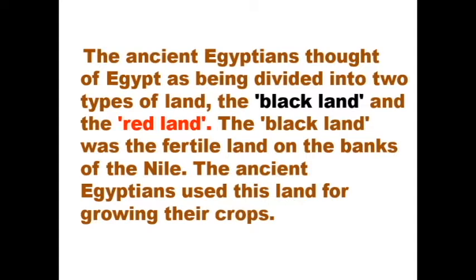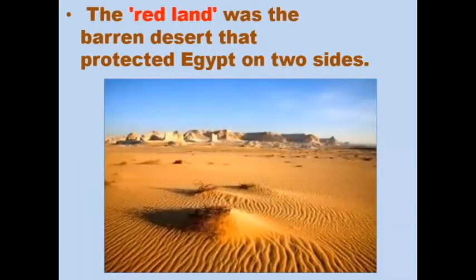And the second area, which was the desert area, that was known as the red land. So Egypt was divided into these two colors also. The red land was the barren desert that protected Egypt on two sides. So itna bada bada desert tha ki us taraf se dushman ke aane ka koi khatra hi nahi tha.